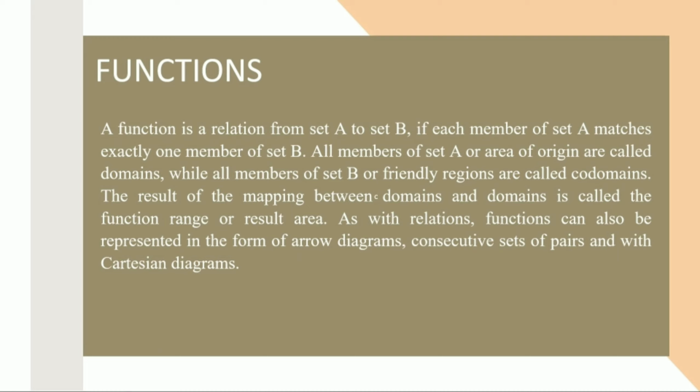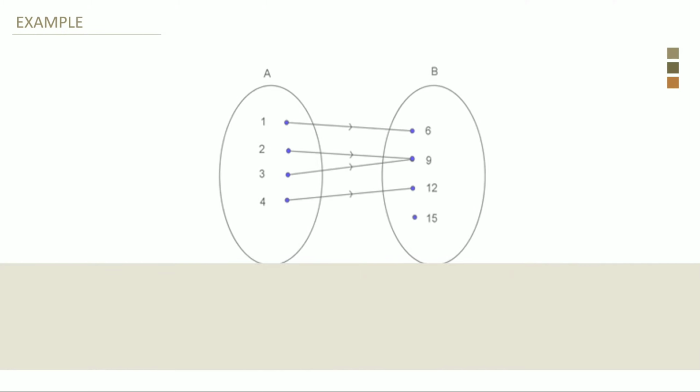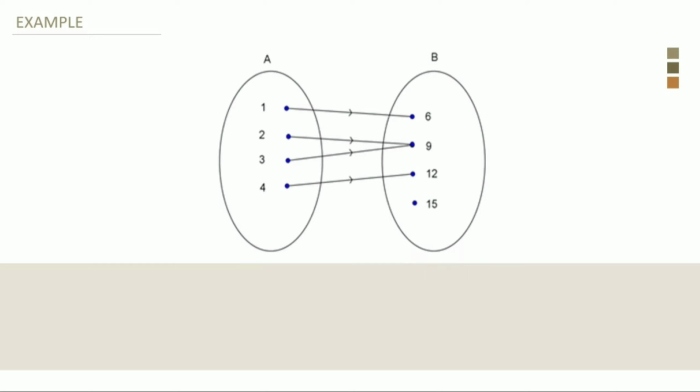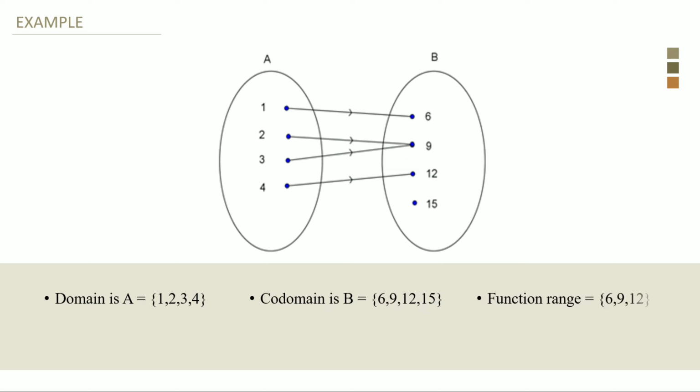As with relations, functions can also be represented in the form of arrow diagrams, sets of ordered pairs, and Cartesian diagrams. For example, you can pay attention to these arrow diagrams. From these arrow diagrams, we can conclude that the domain is A equals 1, 2, 3, 4. The codomain is B equals 6, 9, 12, 15. And the function's range equals 6, 9, 12.